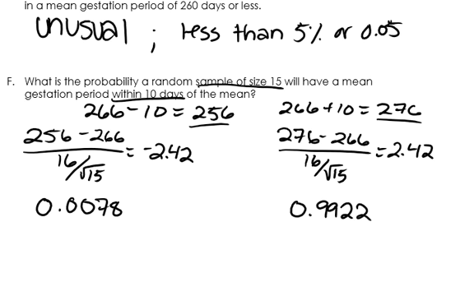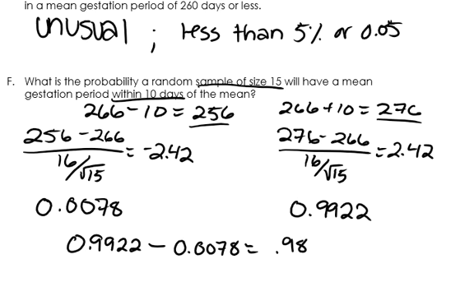Now your last and final step is to subtract them to find the area in between. So you would do 0.9922 minus 0.0078, and you will get an area or probability of 0.9844. This will be your answer.